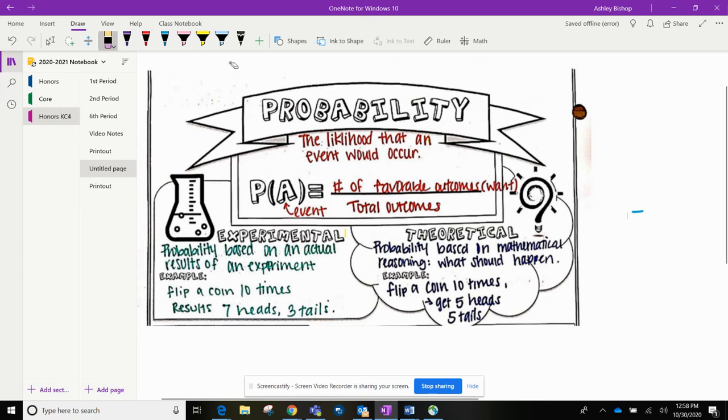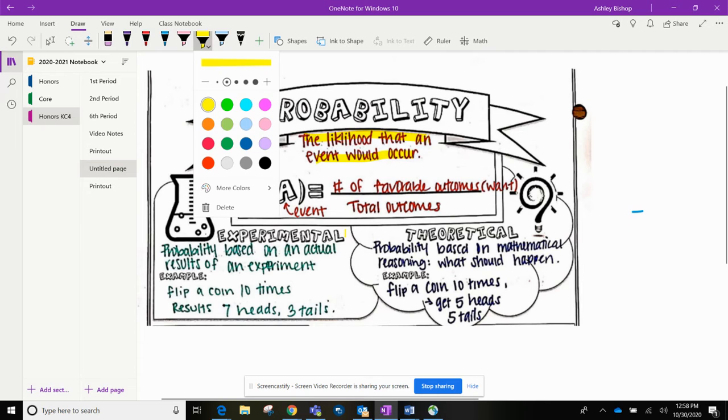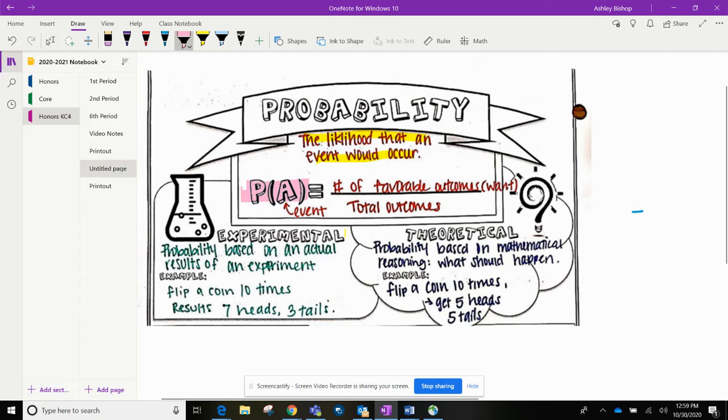Probability is the likelihood that an event will occur. So how likely is it that I win the lottery? The type of format that we usually use is P of A. That means the probability, and then in parentheses, we put the event happening. So the probability of the event happening is equal to a formula. The formula is the number of favorable outcomes, which is what you want, divided by the total number of outcomes.